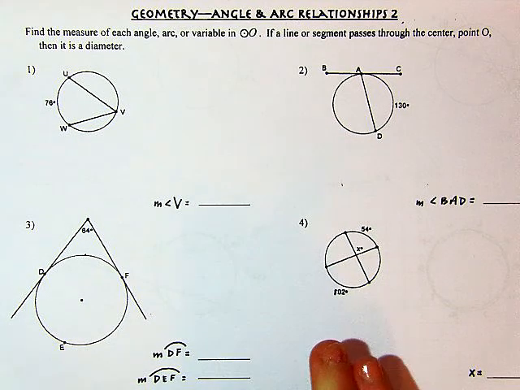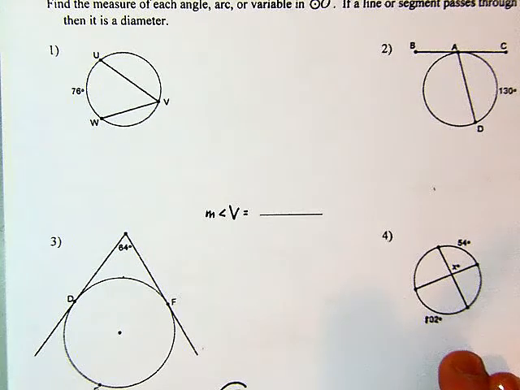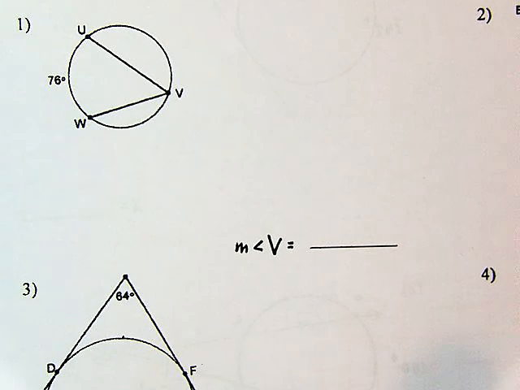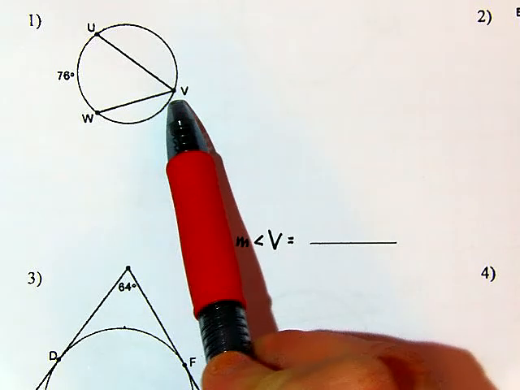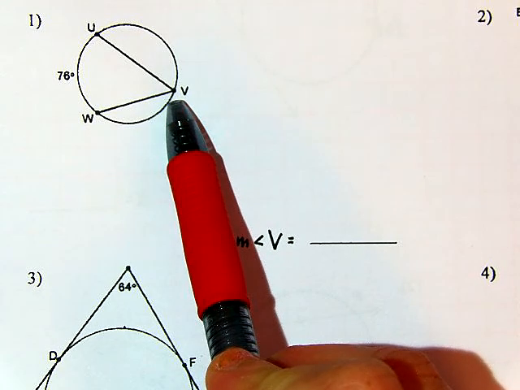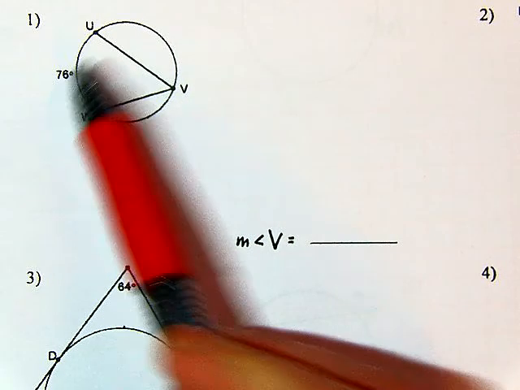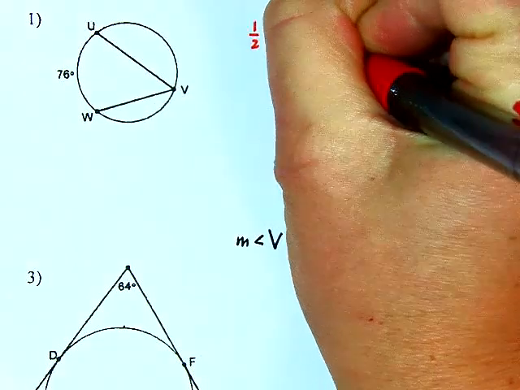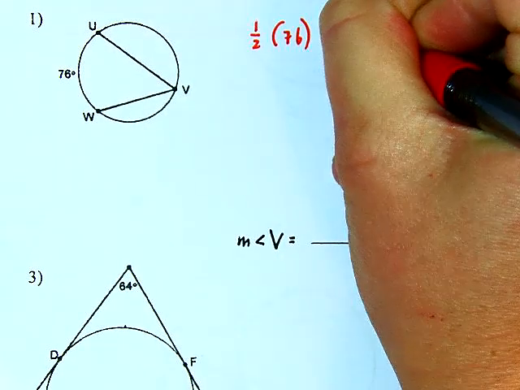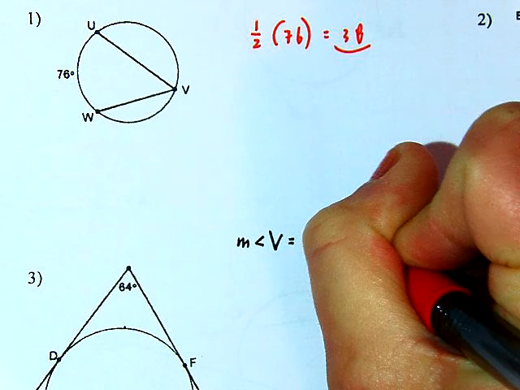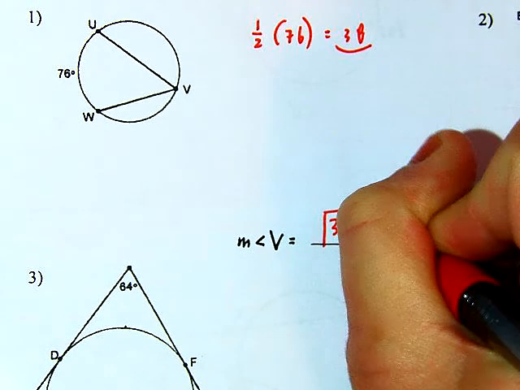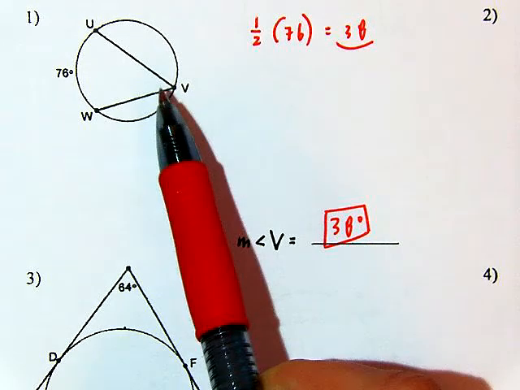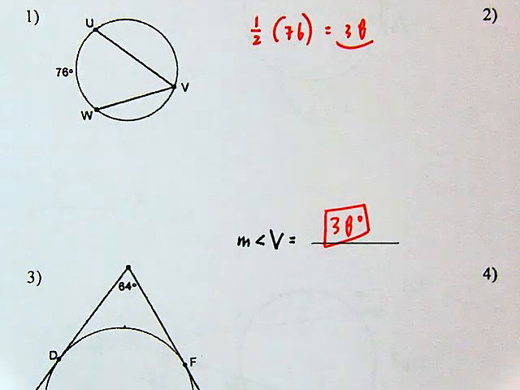All right, let me get in a little tighter just so you can see each graphic a little bit easier. So here we go looking at number 1. So number 1, here we can see that the vertex right here, it's on the circle. So the angle is going to be half of its intercepted arc right here. So the measure of angle V will be half of 76. So that's going to get us 38 degrees right here. So vertex is on the circle. The angle is going to be half of its intercepted arc, or the arc will be double the angle.